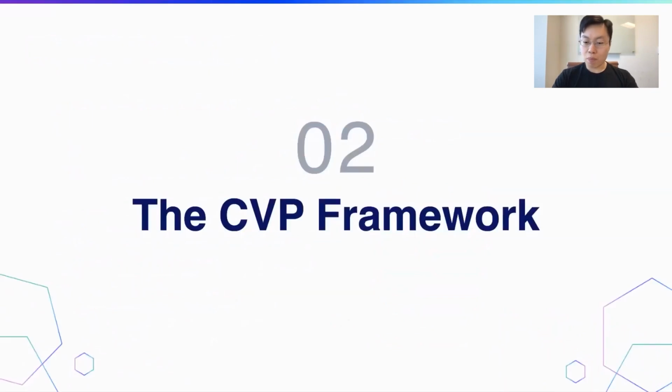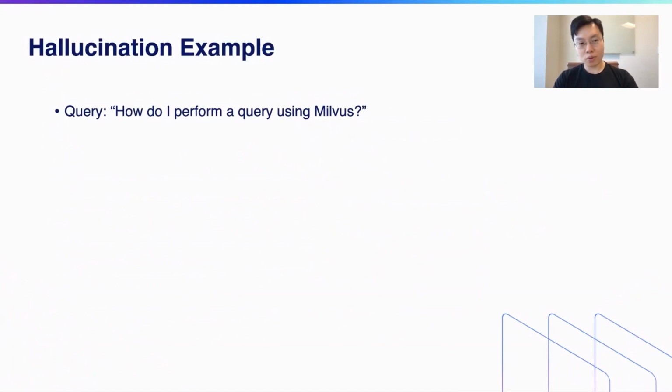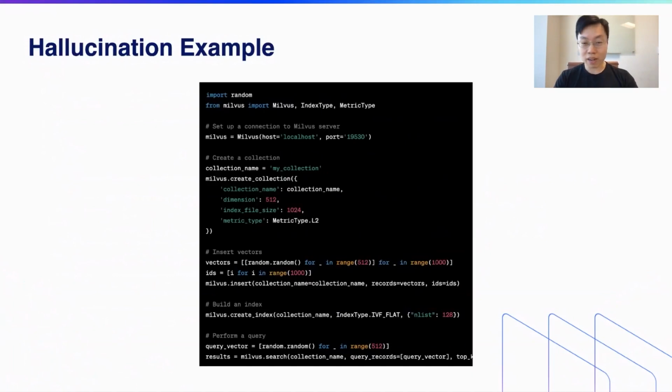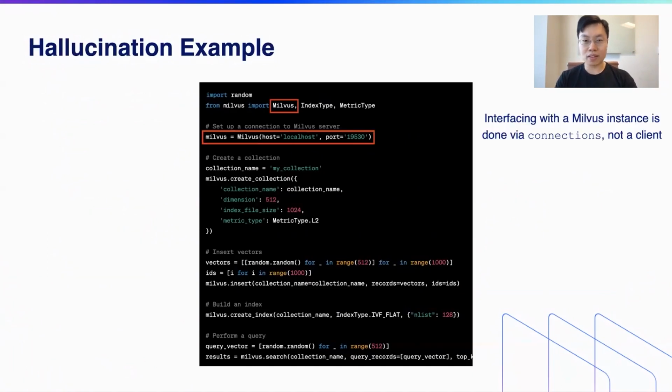So one way that we can solve the problem of hallucination, and I would say the main tool, is something that we call the CVP framework. And I'll talk a little bit about what C, V, and P mean in the next couple of slides. But first, I want to give an example of what hallucination is, right? If I query ChatGPT, or any other autoregressive language model, with how do I perform a query using Milvus, Milvus being a vector database, which again, we'll get into, you'll see that the answer looks right for the most part, right? But it actually isn't. The reason is that in Milvus 2.0, there is no notion of a Milvus client. Instead, the connections are done via connections, right?